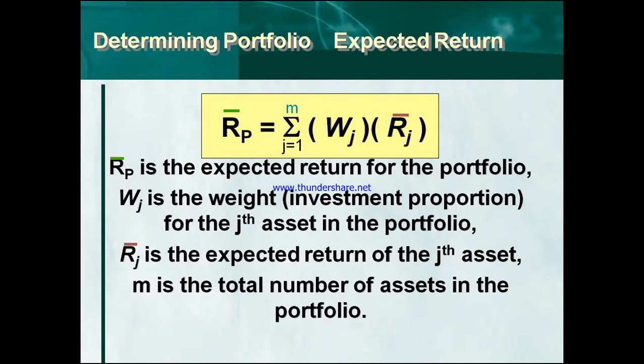So how do we determine the portfolio expected return? The expected return is equal to the sum of the weighted average times the average rate of returns.